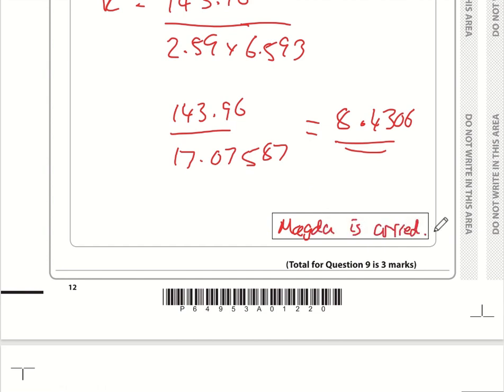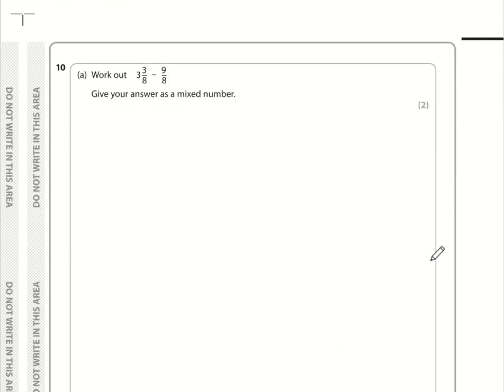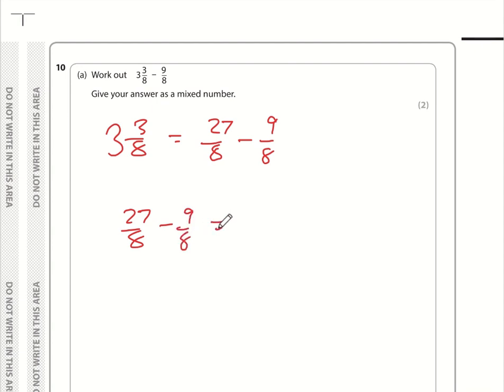Okay, question number 10. Work out 3 3/8 minus 9/8, give your answer as a mixed number. First of all, I'm going to turn this mixed number into an improper fraction. So 3 3/8, that's going to be 3 times 8 plus 3. 3 eighths are 8, 16, 24, 25, 26, 27. So that is 27/8 take away 9/8, and that comes to a total of 18/8.